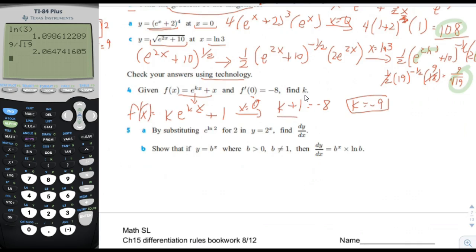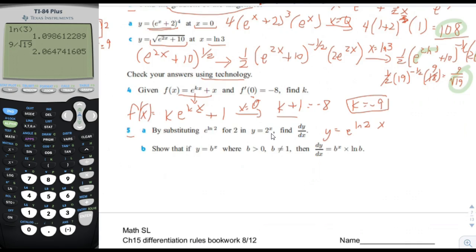Alright, number 5. That was actually an easy one, right? By substituting e to the natural log 2 for 2 in y equals 2 to the x, and that's fine to do, right? Because e to the natural log 2 is 2. E undoes natural log undoes e. So let's do that. We're going to replace 2 here. Instead of y equals 2 to the x, we're going to put y equals e to the natural log 2, to the x. Okay, and then we're going to find dy dx of this.